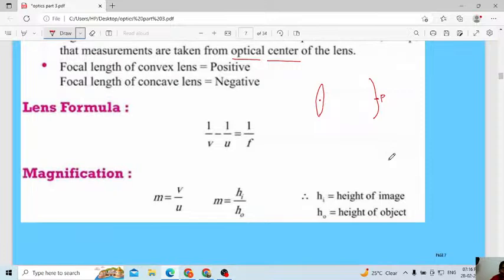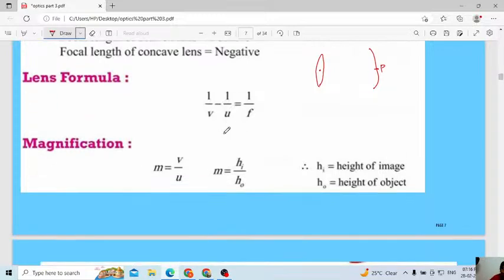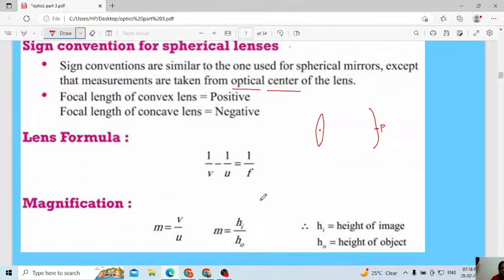Then the lens formula, you can observe the change here. 1 by v minus 1 by u is equal to 1 by f. In the case of a mirror, you had a positive sign here, but here you can observe a negative sign. And also the magnification m is equal to v by u. Here there is no negative sign. Everything about what magnification means is the same. You only have to remember the lens formula and the magnification formula.